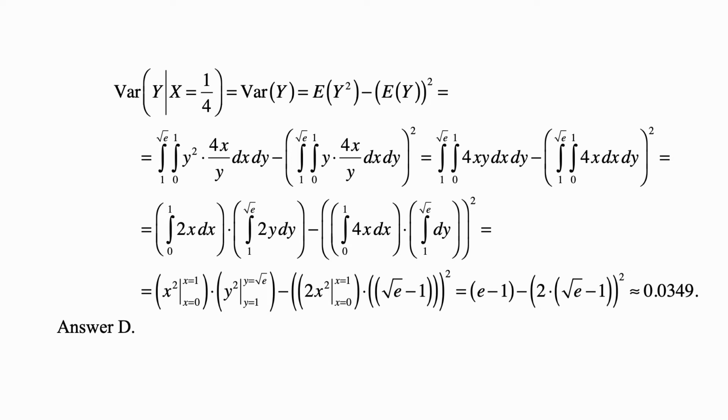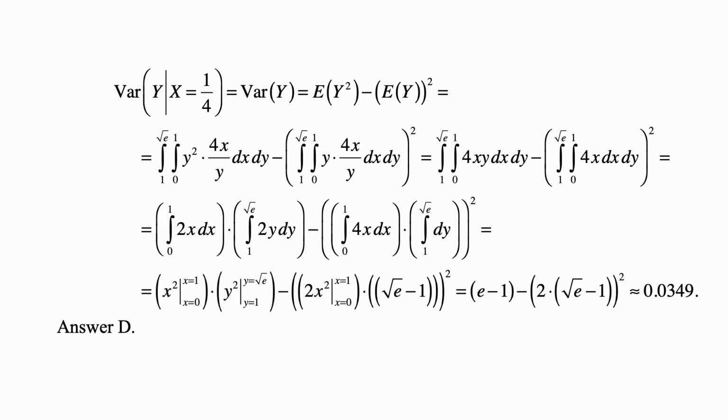Now, in both cases, you can immediately see that you can just write these integrals as the product of two integrals, one with respect to x, the other one with respect to y. So that's the integral from 0 to 1 of 2x dx times the integral from 1 to square root of e of 2y dy. That's a direct consequence of the Fubini theorem. And the second one is the integral from 0 to 1 of 4x dx times the integral from 1 to square root of e of dy. And then we square that mean. And the calculation is straightforward. The integral of 2x is x squared, evaluated from 0 to 1.